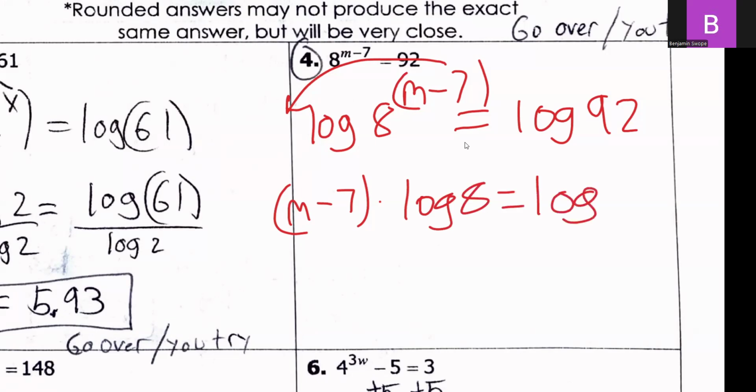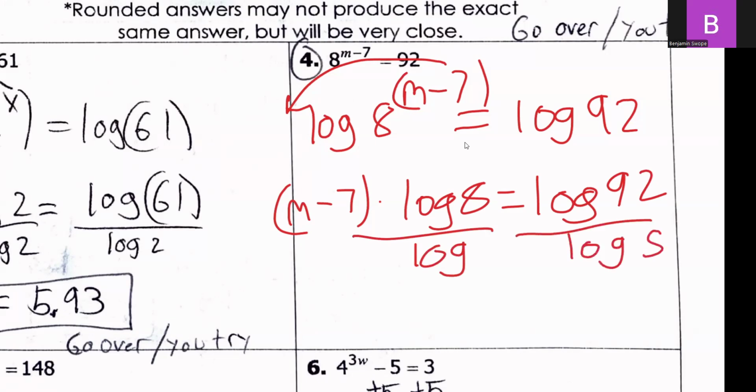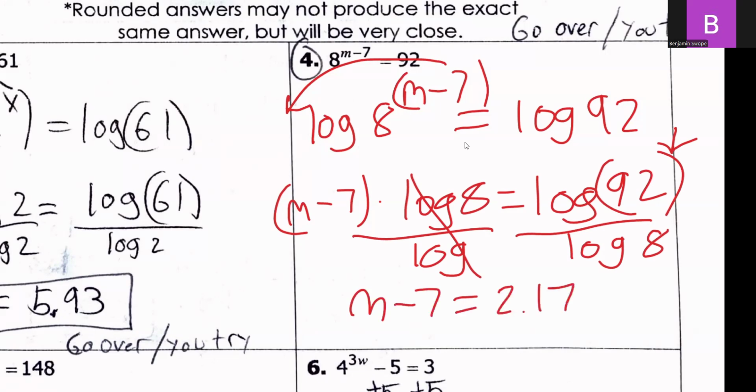And then we just need to solve this equation. The first thing I would always do is divide the log part on the left side of your equation over. You're going to need to use a calculator. Just put in log parentheses 92, make sure you close the parentheses, divided by log 8. When I did this, I got about 2.17. I usually round to two decimal places. And then now that we've done that, just add 7, and our answer would be about 9.17.